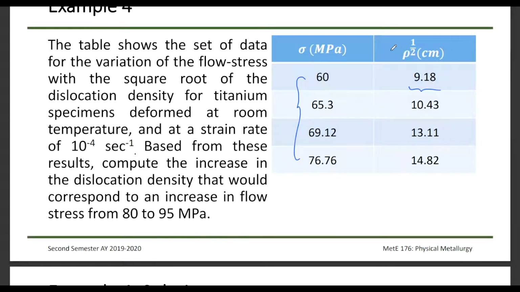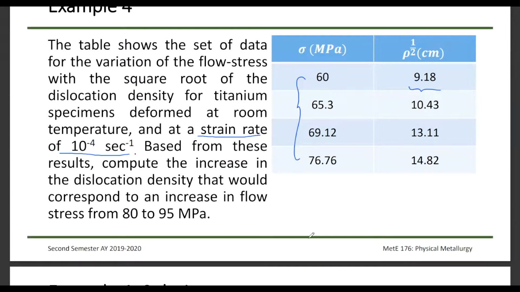And already, ito sa column na 'to, naka raised to the power of 1/2 na siya, no, or naka square root na siya. Okay? And strain rate is given. And based from these results, let's compute the increase in the dislocation density that would correspond to an increase in the flow stress from 80 to 95.